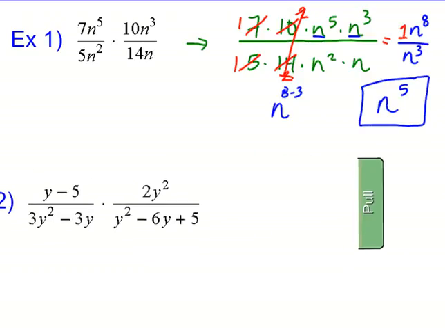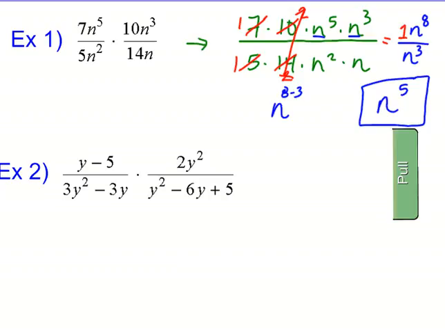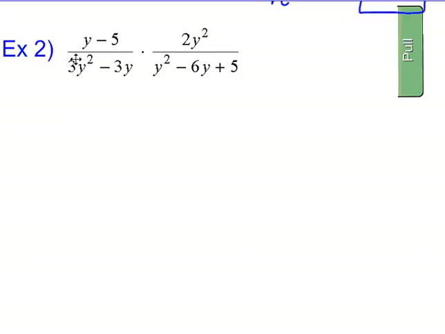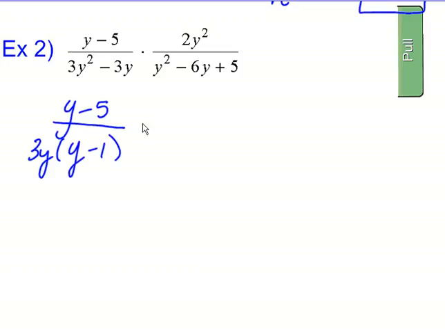Let's take a look at another problem here. Here I have (y minus 5) divided by (3y squared minus 3y) times 2y squared divided by (y squared minus 6y plus 5). So let's work together on trying to get those common factors out. So here I have y minus 5, nothing common there. But in this 3y squared minus 3y, we do have a 3y that's a common factor, the largest or greatest common factor. Leaves behind y minus 1. We're going to multiply that times 2y squared.